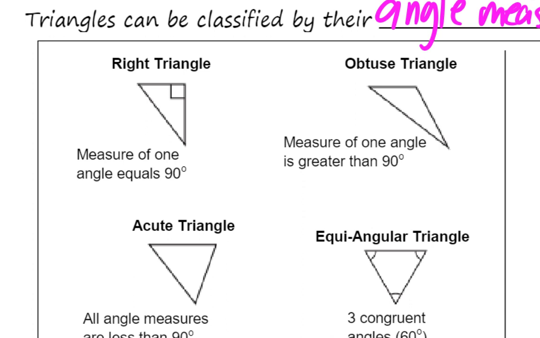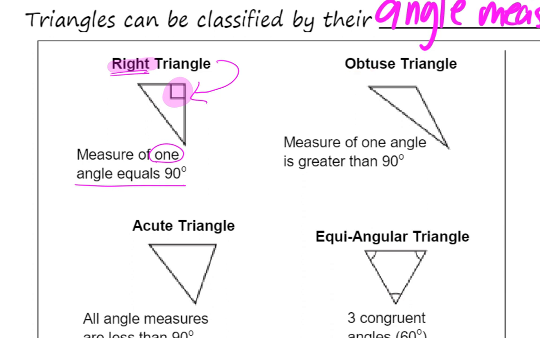All right, so first off, a right triangle. Okay, so right triangle, the key word on there is right. That's when one angle equals 90. So on this one right over here, that angle right over there is 90 degrees, and we see that box there. That's the hint that it's a right triangle.